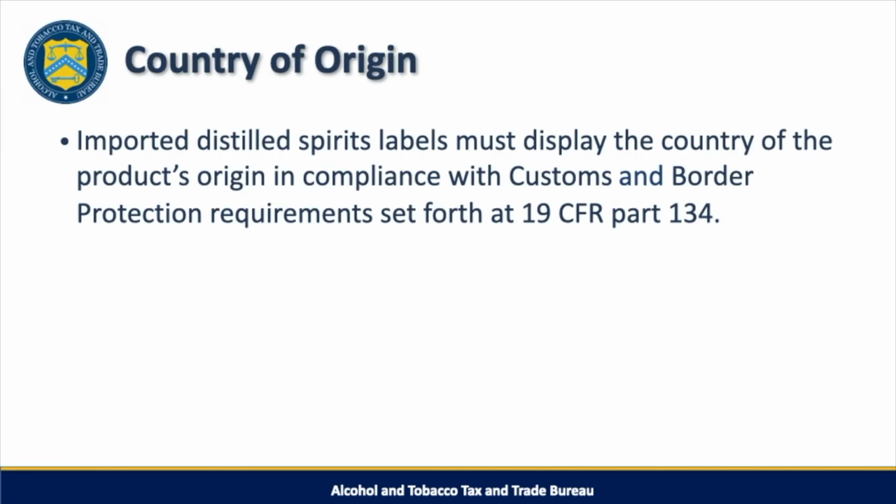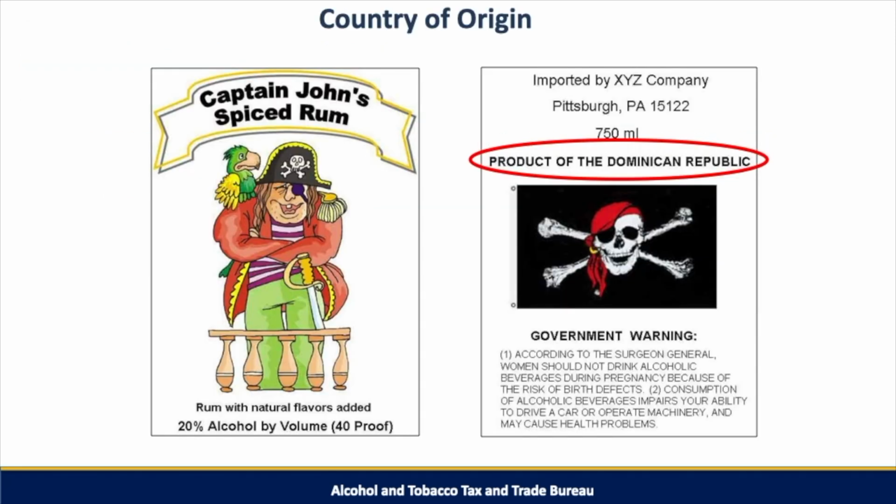Country of origin. Imported distilled spirits labels must display the country of the product's origin in compliance with the U.S. Customs and Border Protection requirements set forth at 19 CFR Part 134. The country of origin statement may appear on any label.